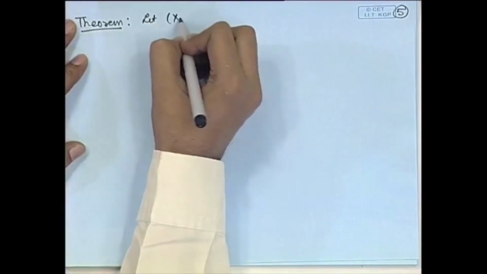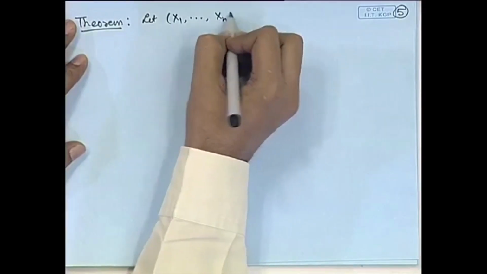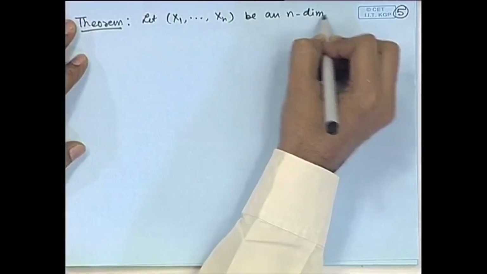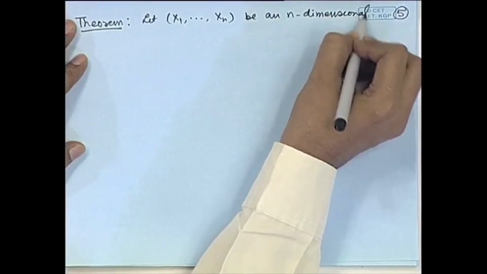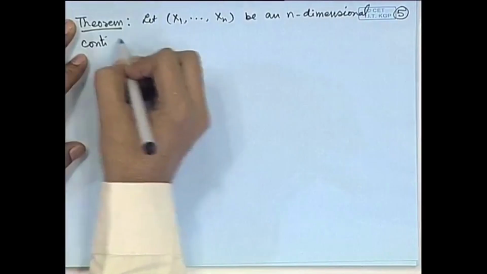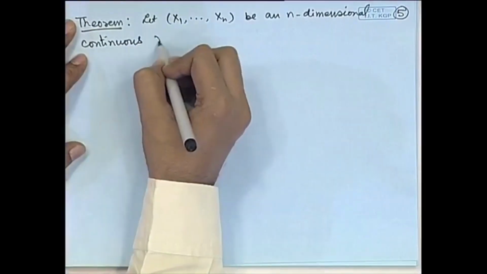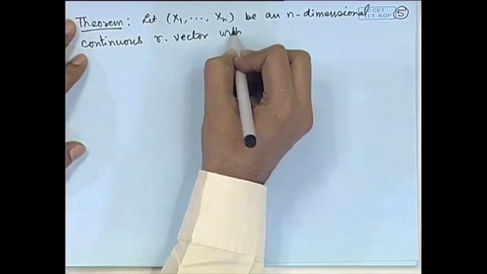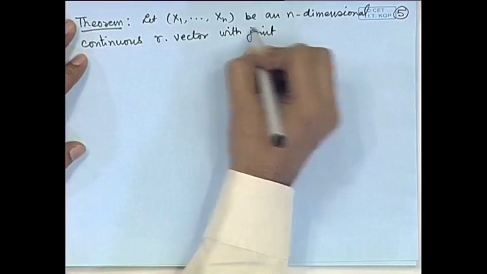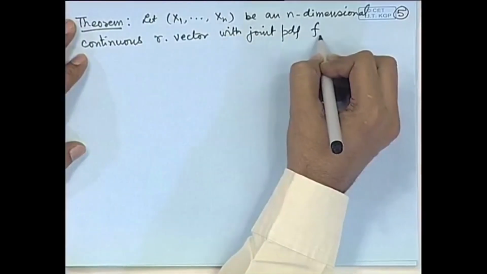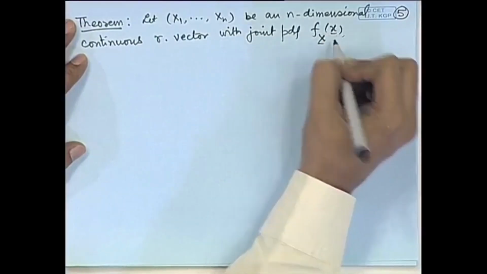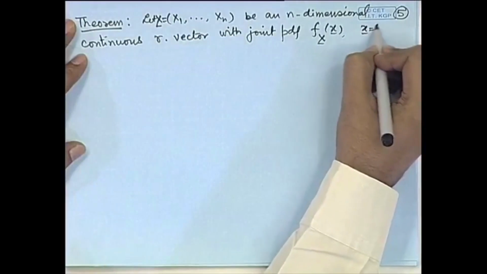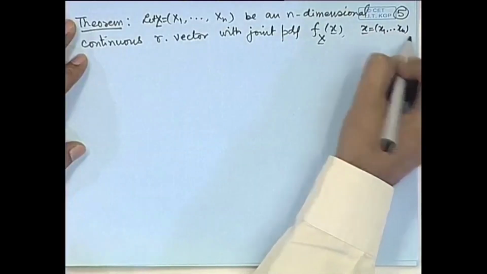Let X1, X2, ..., Xn be an n-dimensional continuous random vector with joint probability density function, say f_X(x). Here X denotes the vector (X1, X2, ..., Xn), and small x denotes the vector (x1, x2, ..., xn).